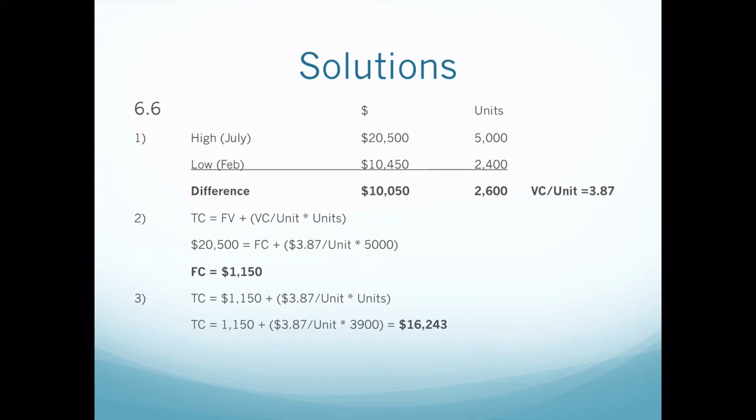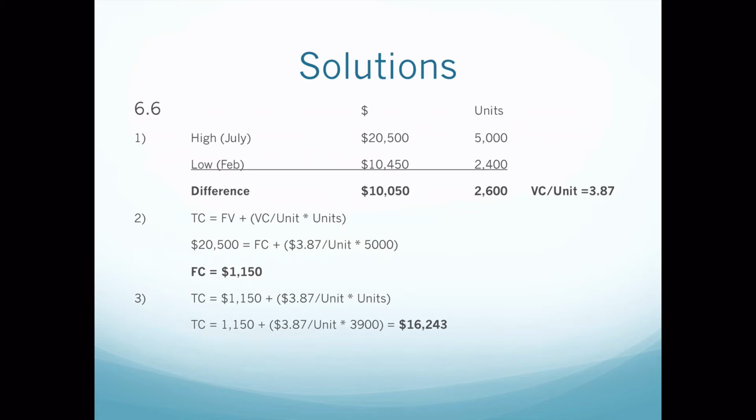Okay, so we went ahead and found the high month, which was July, and we identified the dollars and the units, and then we took the low month, which was February, and again identified the dollars and units. We found the difference between 20,500 and 10,450 is 10,500, and the difference between 5,000 and 2,400 is 2,600. So if we take our dollars over our units, we get a variable cost per unit of $3.87.